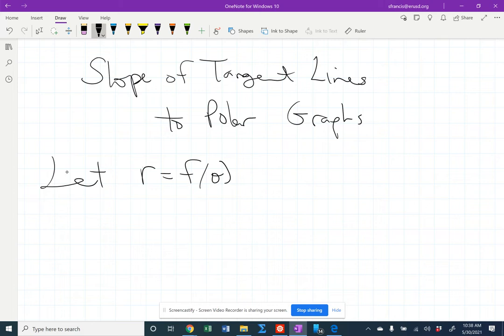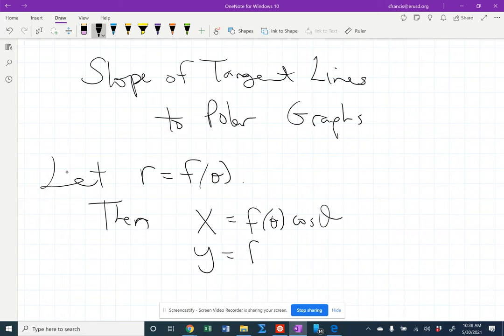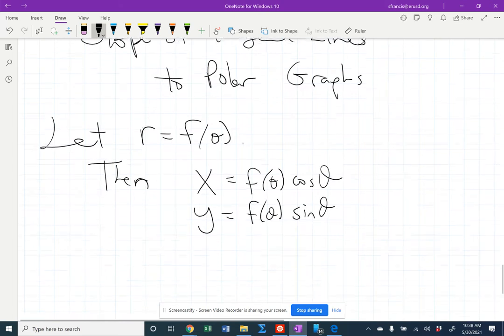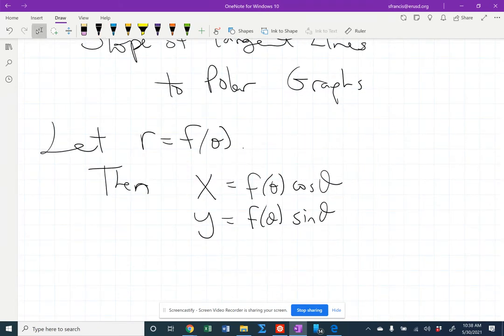Okay, so if r is equal to f of theta, then x is going to be equal to, remember, r times cosine of theta for the x coordinates. This was when we were doing our conversions in the last video. So x is f of theta times cosine of theta, and y is going to be f of theta times sine of theta. And this is our set of parametric equations, the parameter being theta, that describe the polar curve.